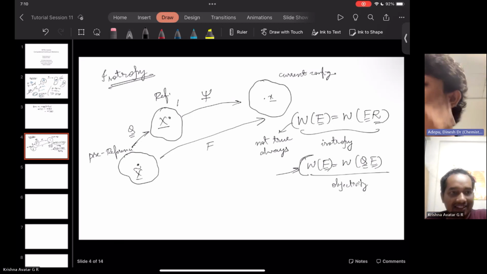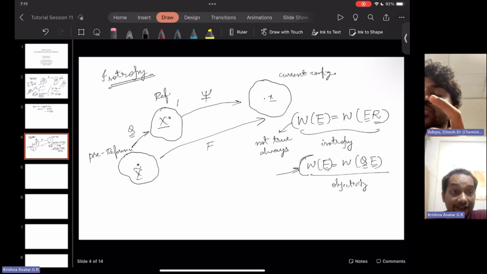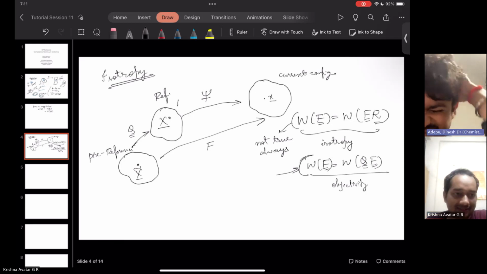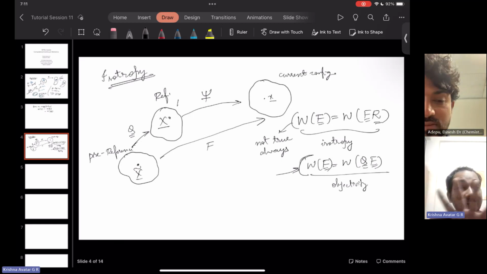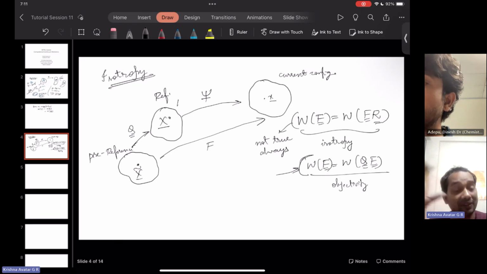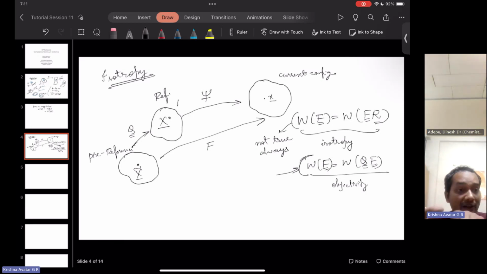I was getting confused between objectivity and isotropy, but I think what objectivity says is, you first do the deformations. Objectivity simply means that the constitutive relation is invariant with respect to rotation, to rigid body motion.